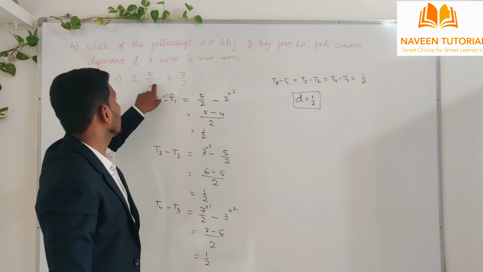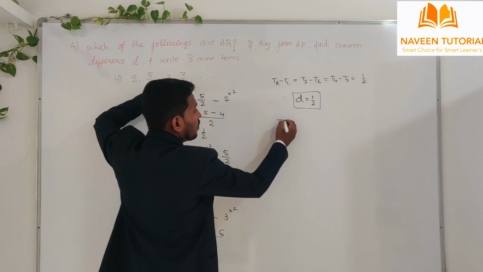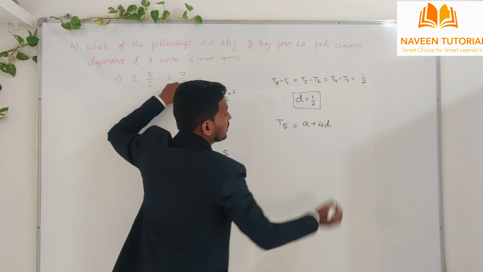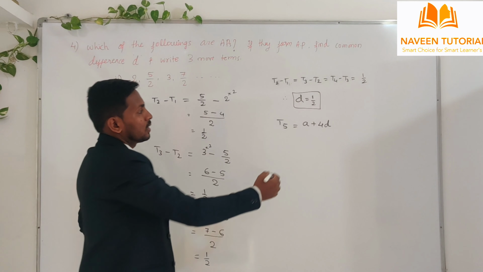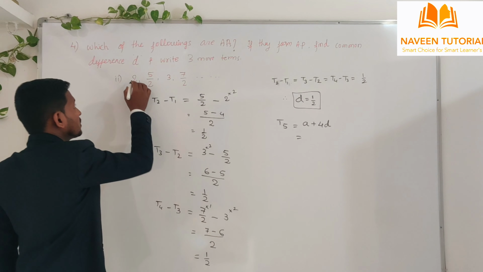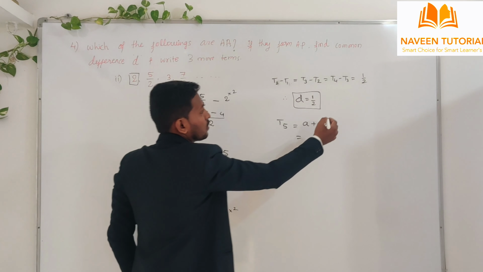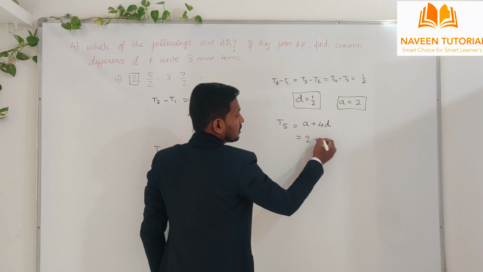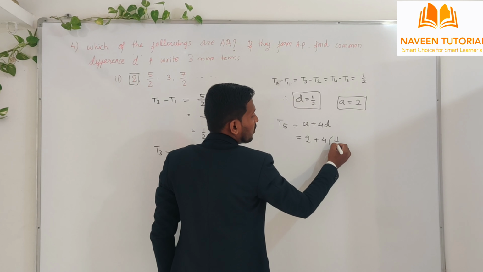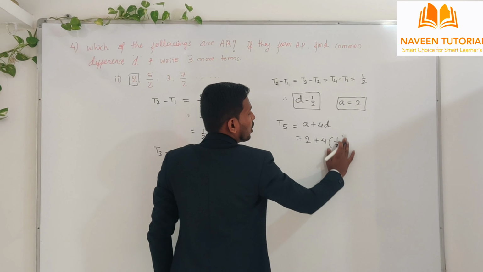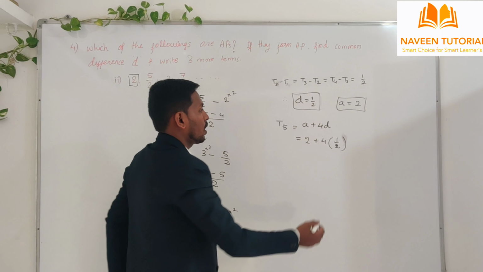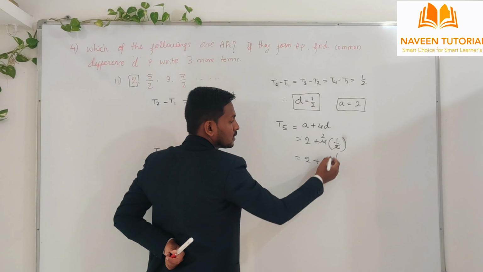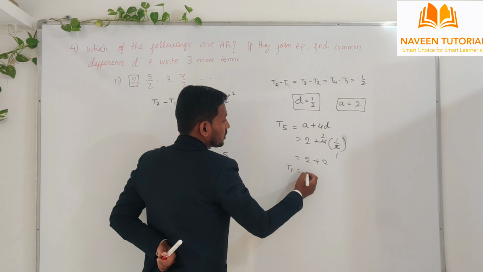So here we have term 1, term 2, term 3, term 4. That means we have to write down term 5. Term 5 can be written as A plus 4D by the general form of an AP. Here A is the first term, so A is equal to 2. Then 2 plus 4 times the D value, which is 1 by 2. So 2 ones are 2, 2 twos are 4. So 2 plus 2 is 4. That is T5 is equal to 4.